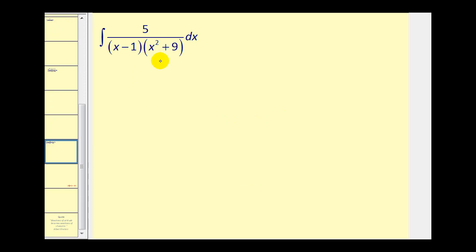To save a little bit of time, notice it's already in factored form, but we have a linear factor and a quadratic factor. So for the linear factor, we'll have A over x minus 1. And then for the quadratic factor, we'll have Bx plus C in the numerator.